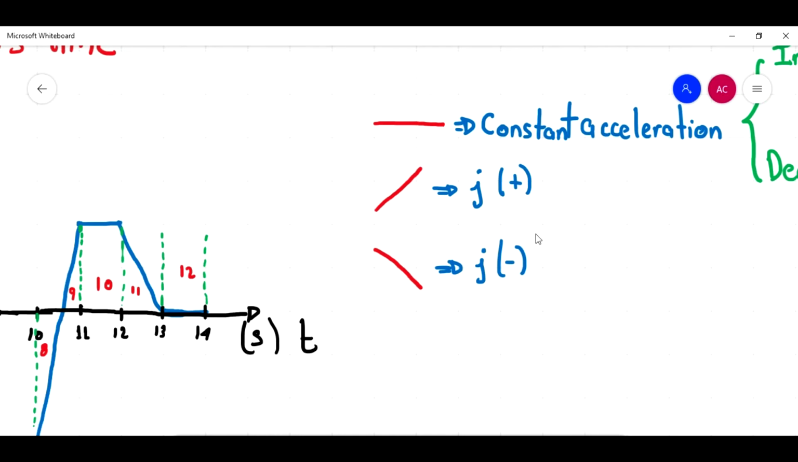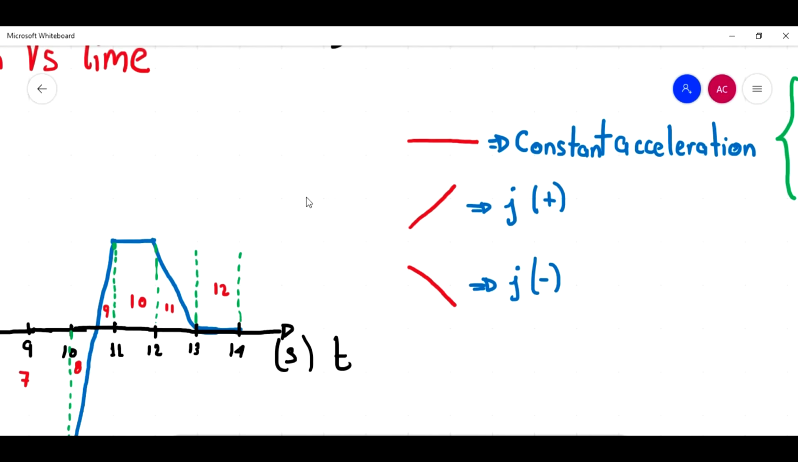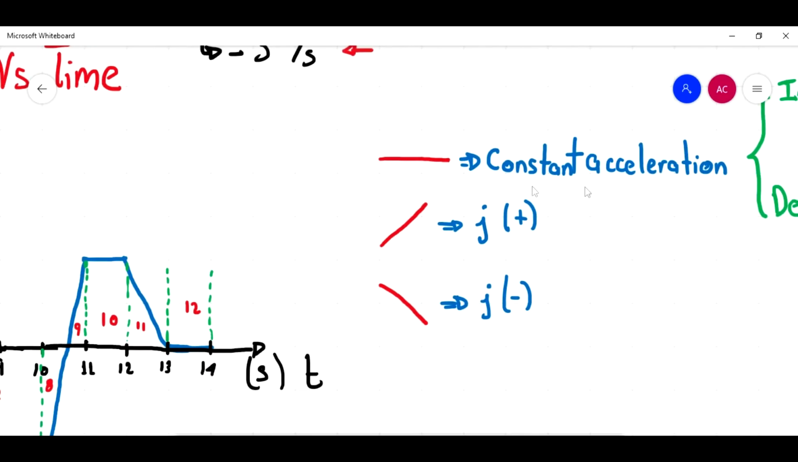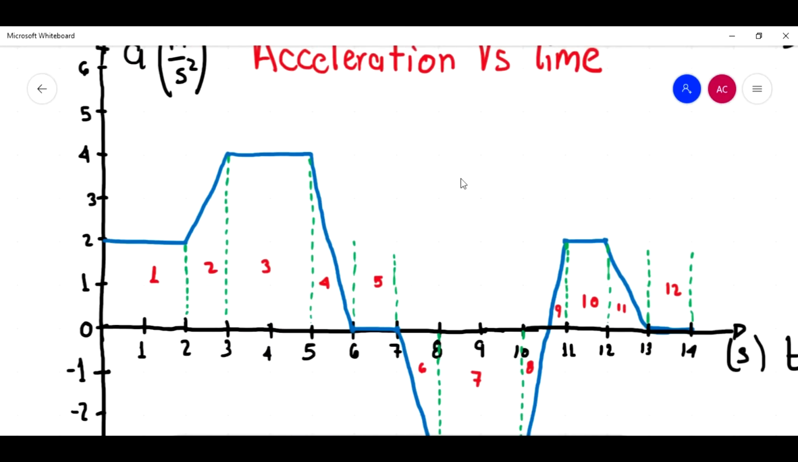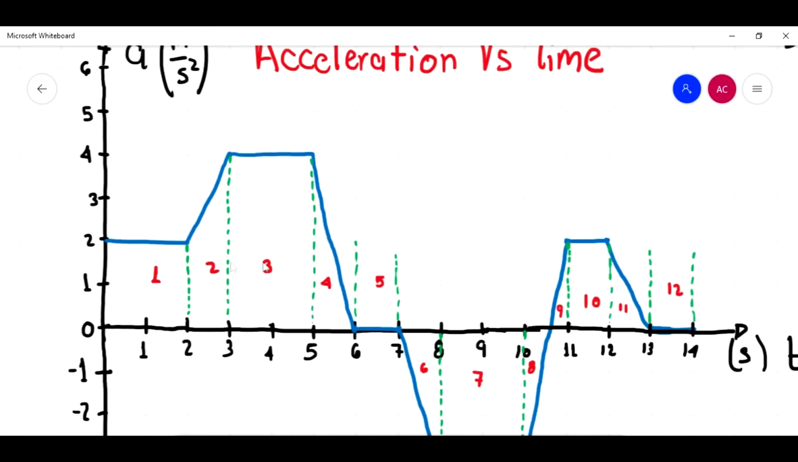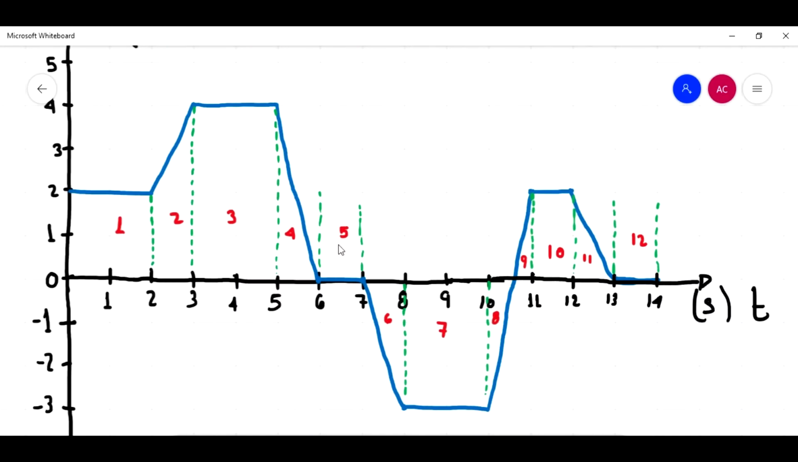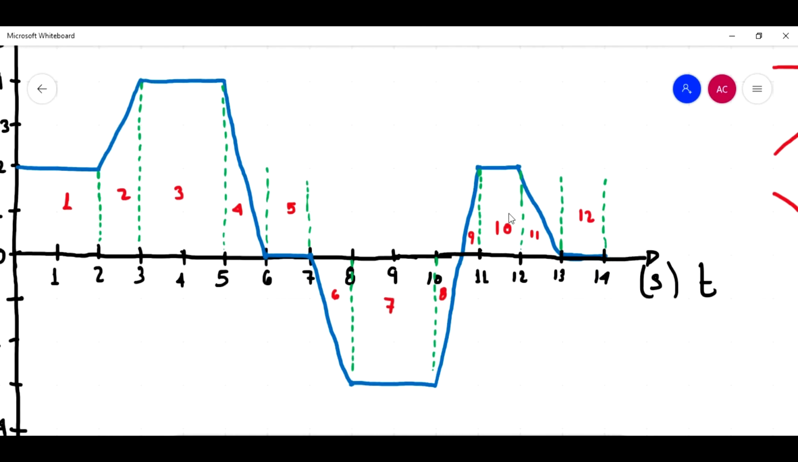And as said before, we are not going to see this concept. We are only going to focus on the constant acceleration. So we are going to focus only on segments number 1, 3, 5, 7, and 10, okay, and 12, and the number 5.